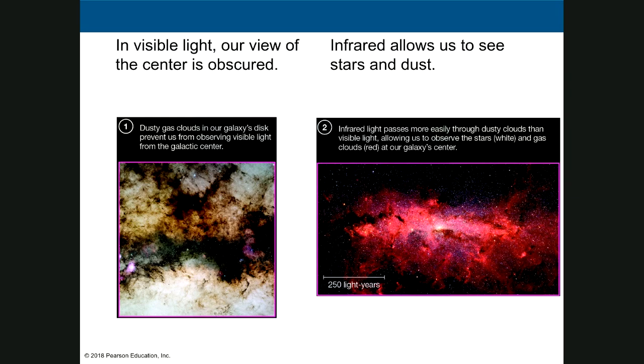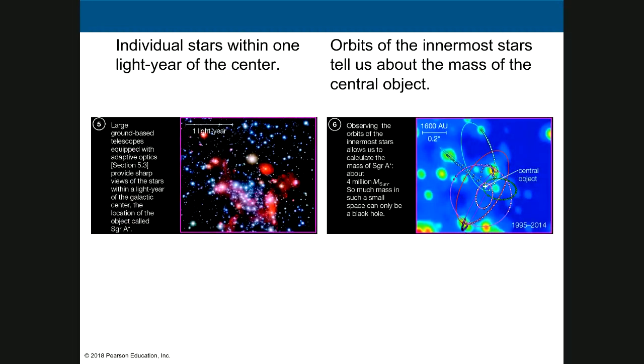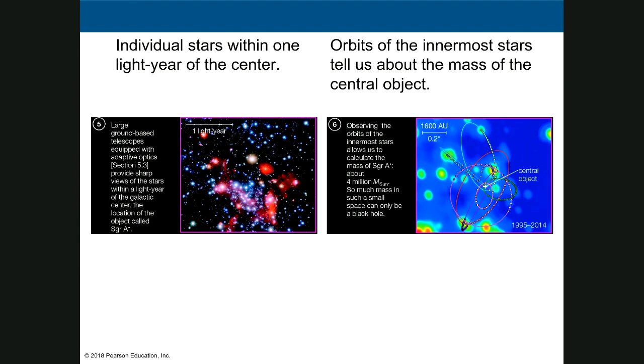Well, we could look at it, and this is just a zoom in of the center of the galaxy to get back to what we just talked about. So we can look at the pictures again. We can zoom in on the central region of our galaxy with X-ray and infrared observations. And then we get our picture here.